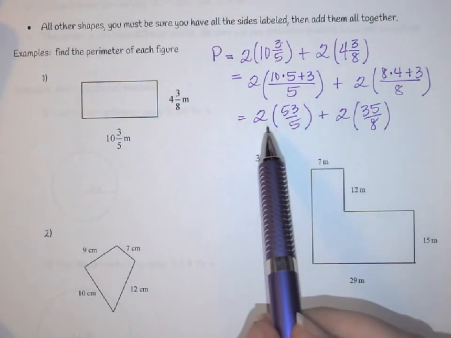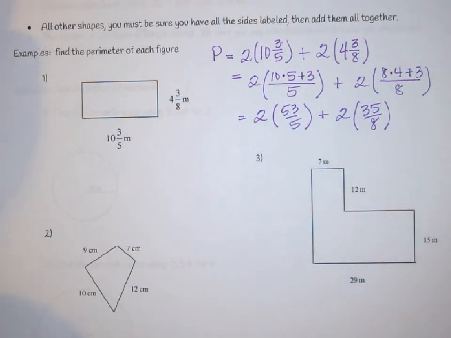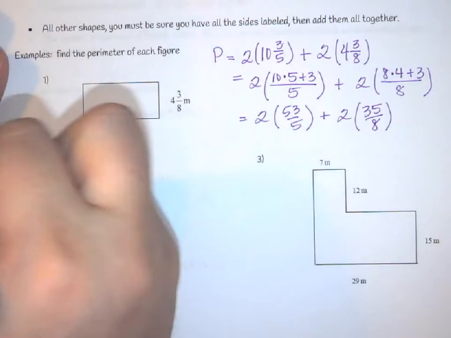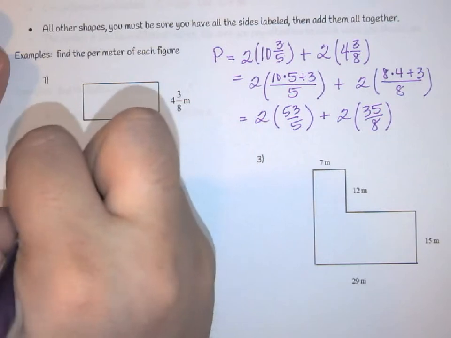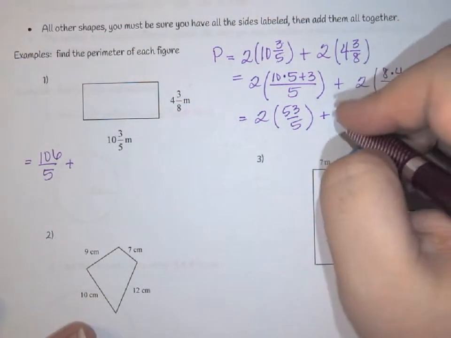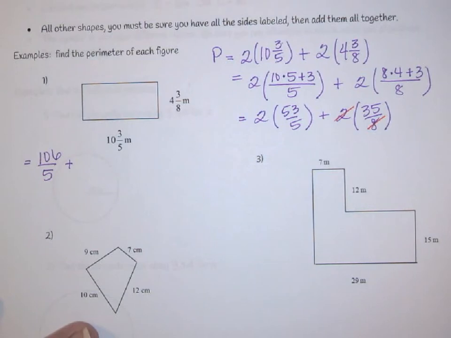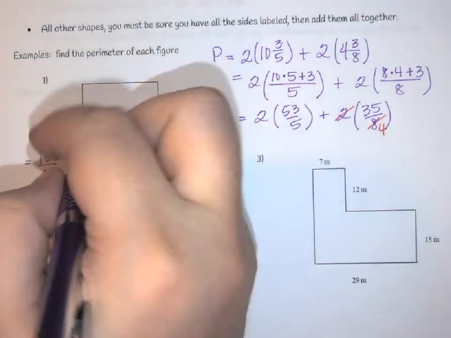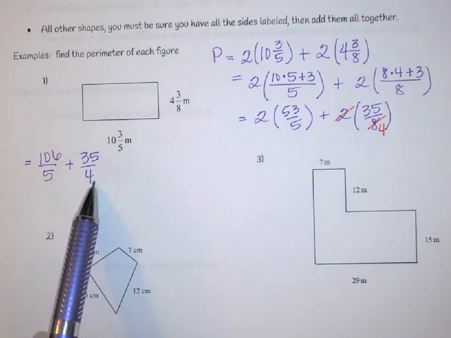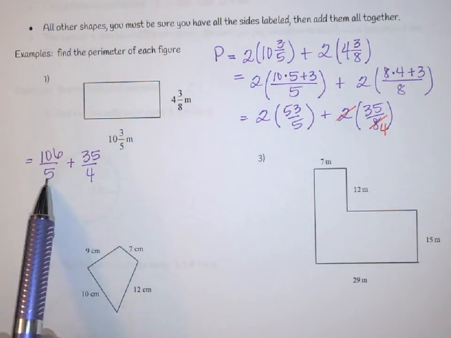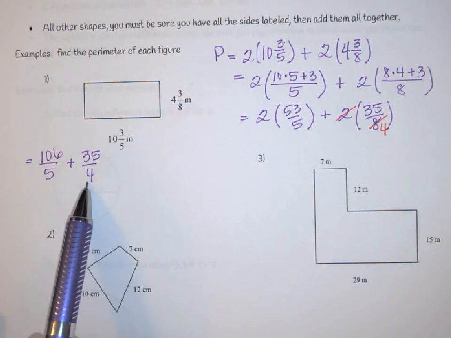And so here, if we multiply straight in, we have 2 times 53, which is going to give you 106. So here we're going to end up with 106 over 5 plus, on this other one, my 2 and my 8 can reduce, so this becomes 4 on the bottom. So we are left with 35 over 4. Remember, with fractions you need to have a common denominator. What's common between 5 and 4 would be 20.